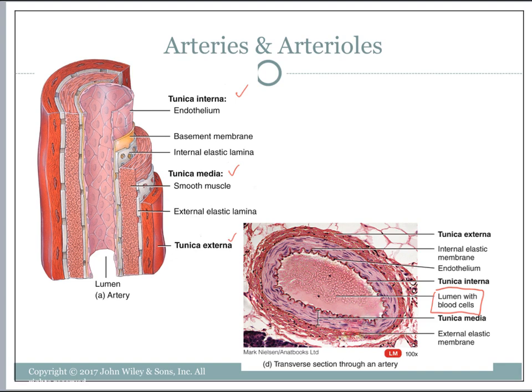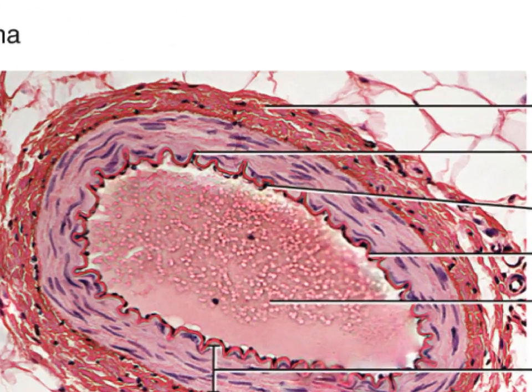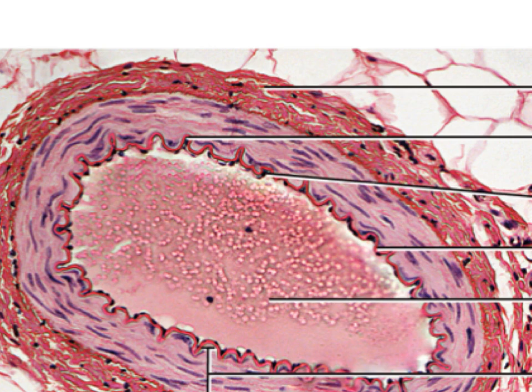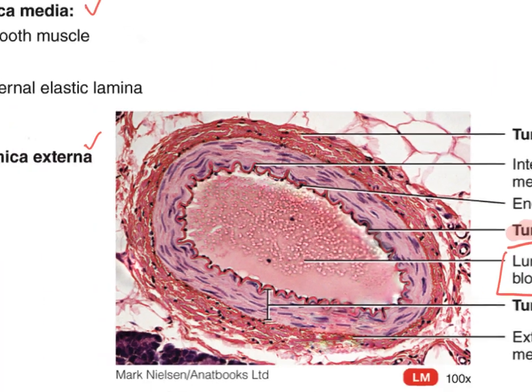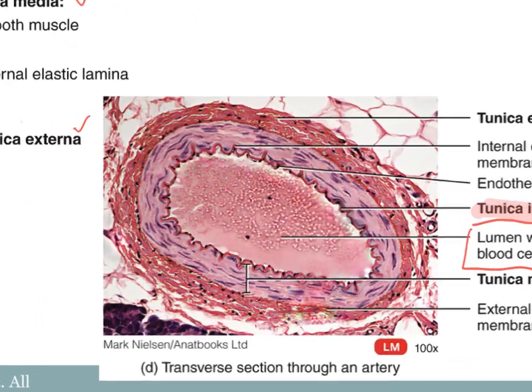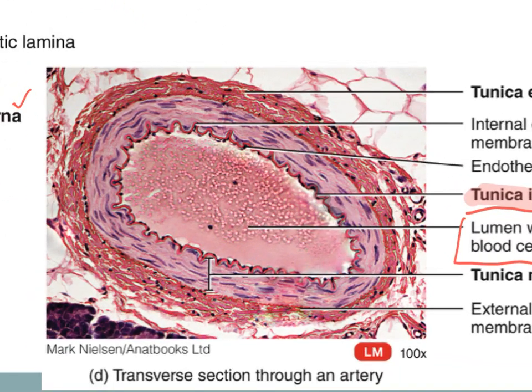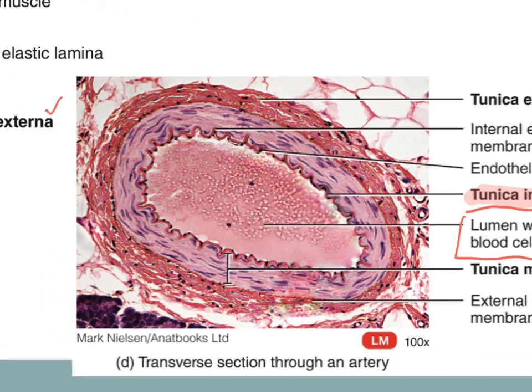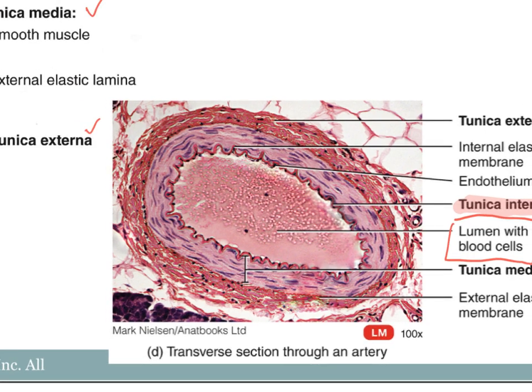Remember that tunica interna or intima? We have that intimate relationship with blood. Well, here it is. And if we zoom on in, we can actually see this squiggly line here, which are the elastic fibers in that elastic lamina, on that internal elastic lamina.